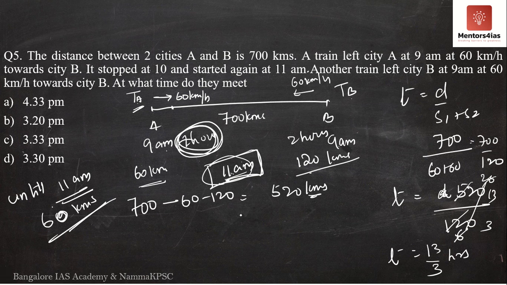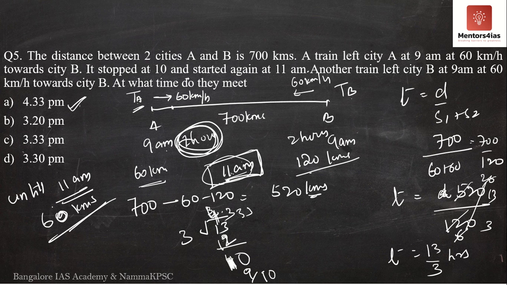So what would most of us do? Most of us would divide 13 by 3. Okay, 3 4s are 12. I get 1 here. Decimal, 10. 3 3s are 9. Again 1. 4.333. You would straight away go and mark 4.33. That is 4.33 p.m. No, this is incorrect.